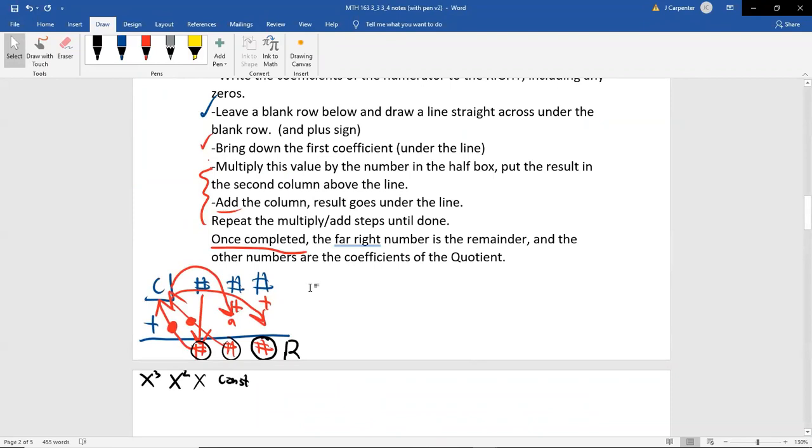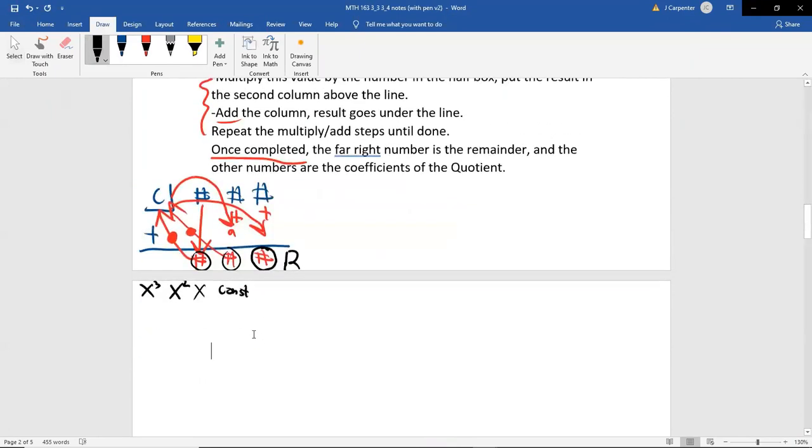Any missing ones, you'll need zeros. Then blank space, draw a line, plus sign. Bring the first one down, multiply, put it here, add. Multiply, put it here, add. Multiply, put it here, add until you don't have any more columns. Then from right to left, it's remainder, the constant, the x coefficient, x squared coefficient, x cubed coefficient. Get the point. Let's try this out.